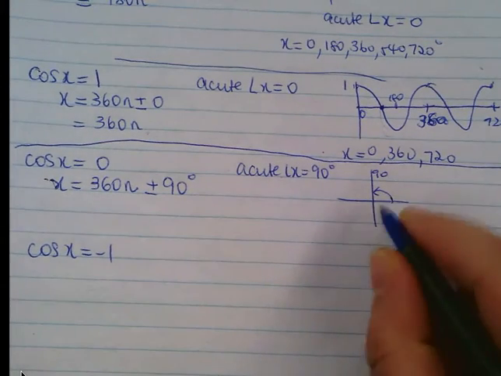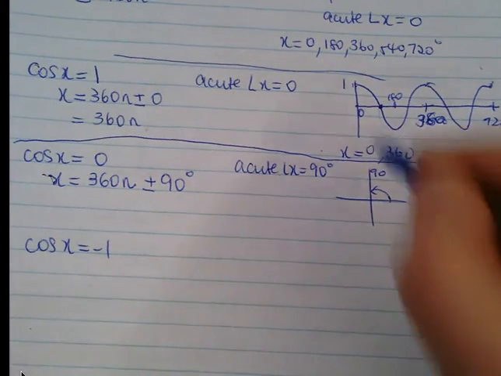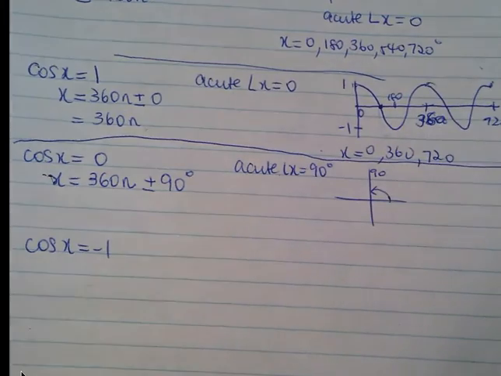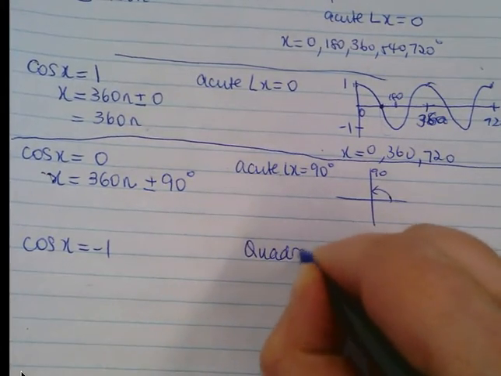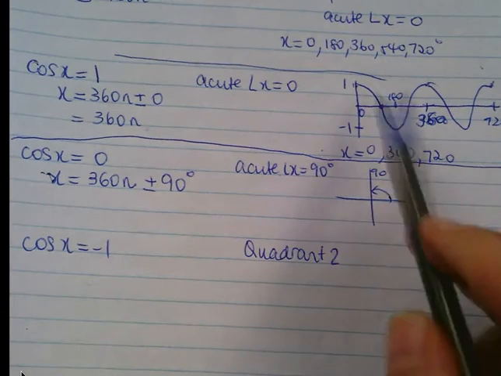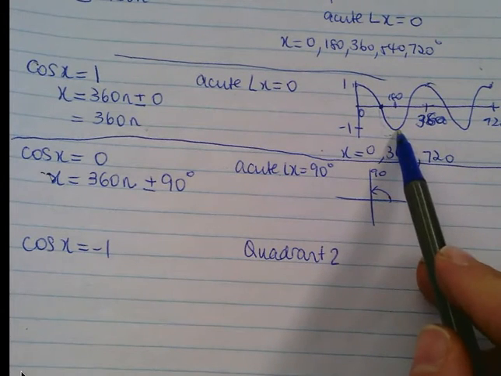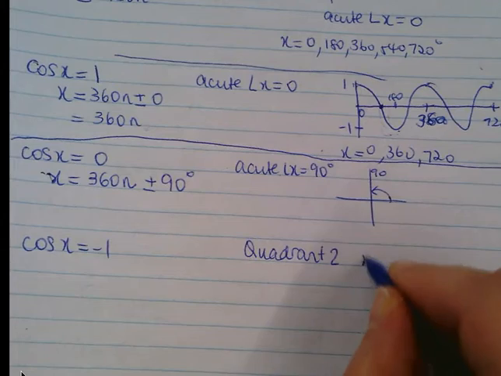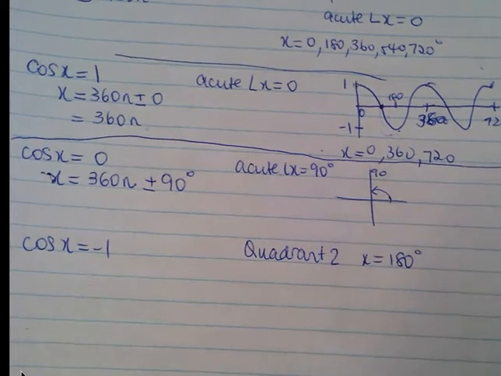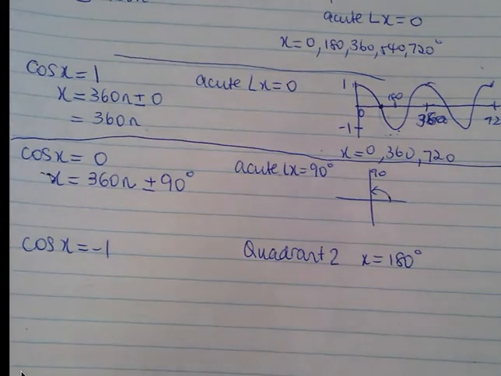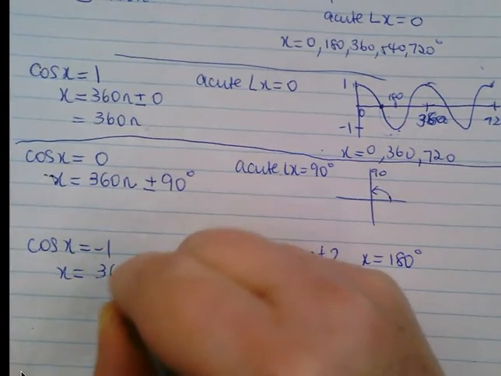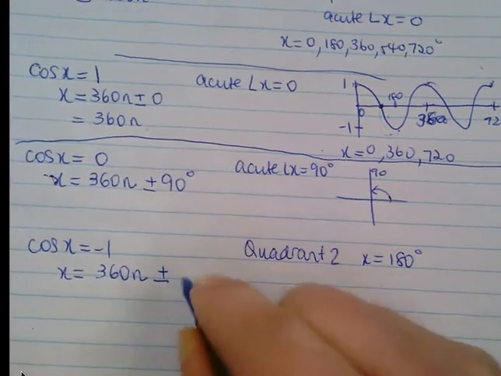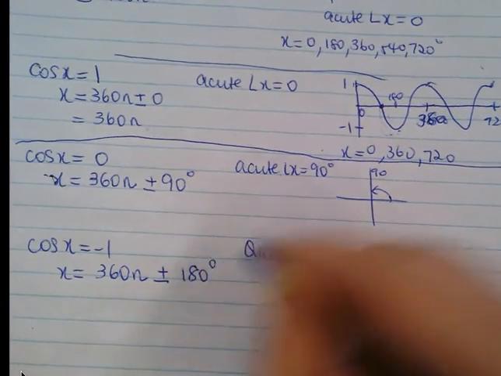What about cos x is negative 1? Where is my first? Remember, cos x is negative, which quadrant? It's got to be a quadrant 2 answer. Where's your first negative 1 for cos x? Cos x is negative 1 for x is? So that's your 180. That's on the border of quadrant 2, isn't it? So this one will be x is 360n plus or minus 180 degrees.